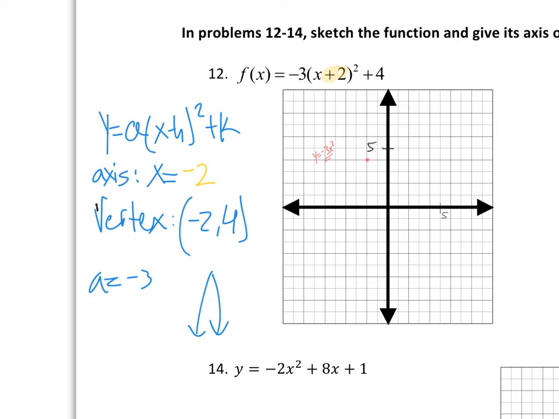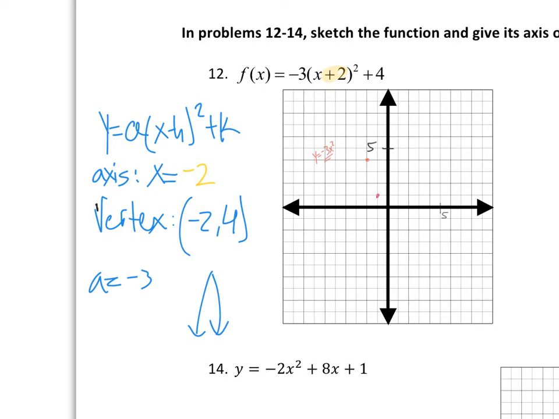We're going to go right 1. 1 squared is 1, but we're going to go down 3 times as far as that. So instead of going down 1, we're going to go down 3. Okay, we're going to go down 1, 2, 3. We'll be right there. Okay, so we'll put a point there.